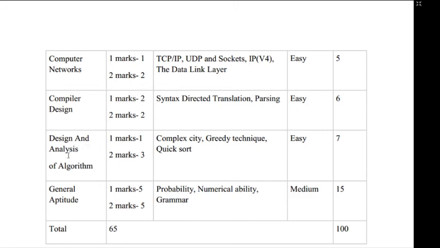Design and analysis of algorithms, only 1 1-mark and 2 2-mark questions have been asked. Complexity, design techniques, and quick sort are the topics where the questions were asked, easy in nature, and 7 total marks have been asked. In general aptitude, 5 1-mark questions and 5 2-mark questions were asked. Probability, numerical ability, and grammar are being tested, of medium level of difficulty, with 15 marks.